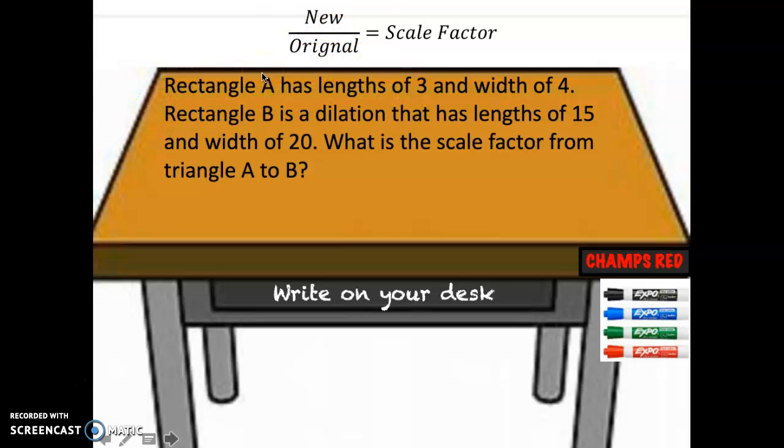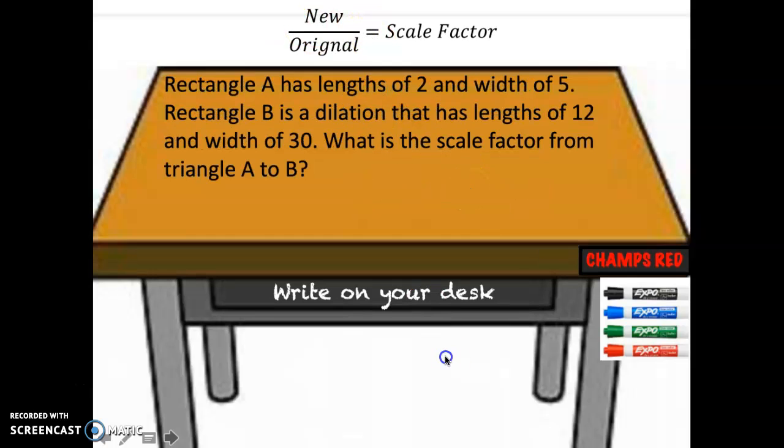So rectangle A has the length of 3 and the width of 4. If B is a dilation, then with the length of 15 and the width of 20, what is the scale factor? Well, don't forget, you have to do the new divided by the original. Depending on if you want to do the length or the width, you just pick one. Let's say we did the length. We do 15 divided by 3, and that would give us 5. If you decided the width, you do 20 divided by 4, and you would get 5. No matter what, if it's a dilation, both measurements will be the same.